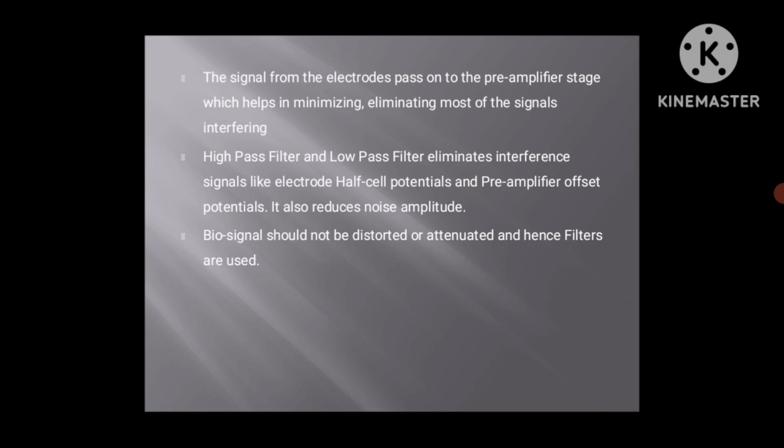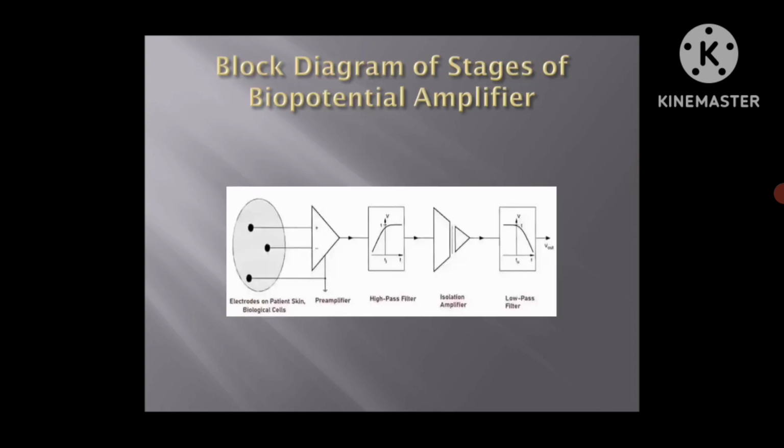High pass filter and low pass filter eliminate the interference signals like electrode half cell potentials and pre-amplifier half cell potentials. It also reduces the noise. The biosignal should not be distorted or attenuated, and hence the filters are used. This is the block diagram of the different stages of the biopotential amplifier.